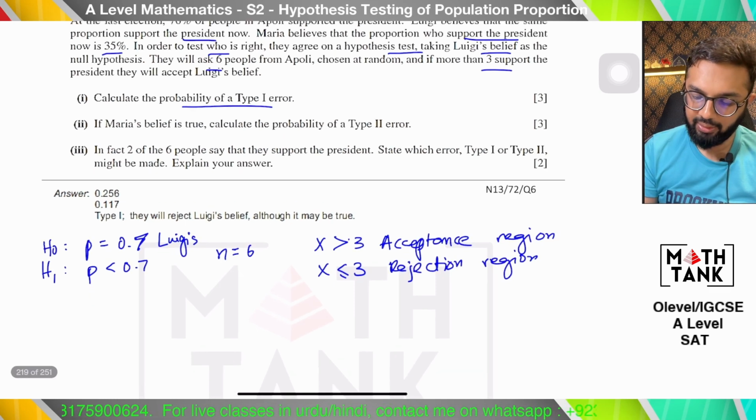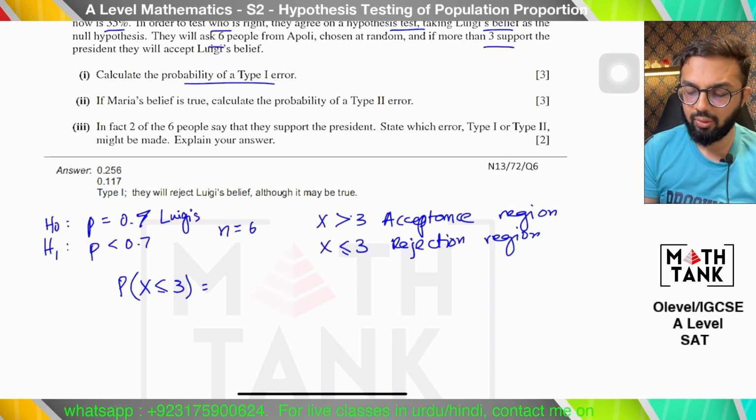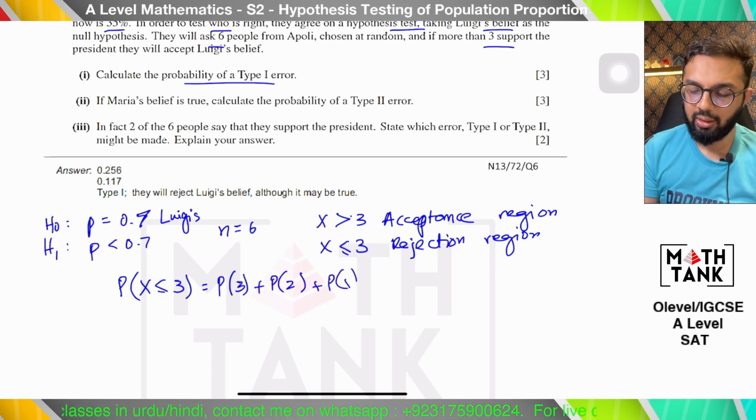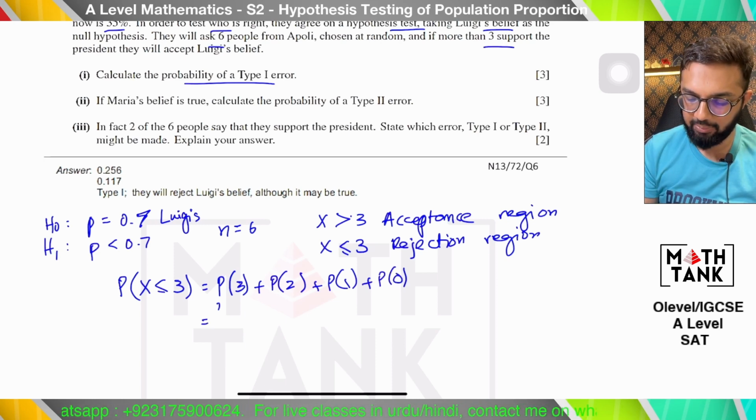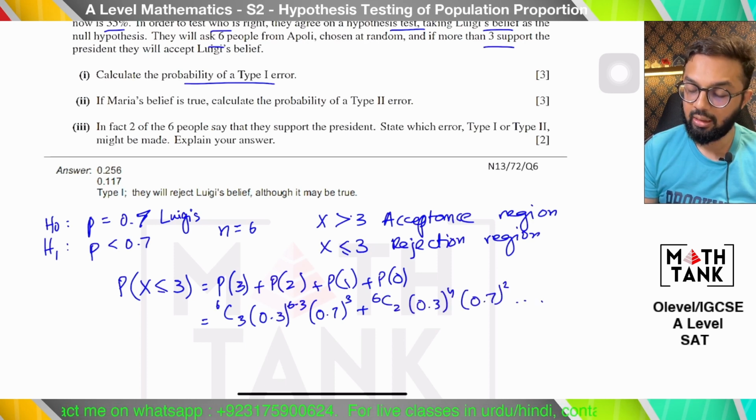Calculate the probability of a type 1 error. So I have to calculate the probability of x less than or equal to 3. That is the probability of a type 1 error. That's the rejection region basically. So I have to calculate 3, 2, 1 and 0. Again, I can do the cumulative thing, but let me first write a few. So I'm going to write 6C3, 0.3 power 6 minus 3, 0.7 power 3, 6C2, 0.3 power 4, 0.7 power 2, and so on.